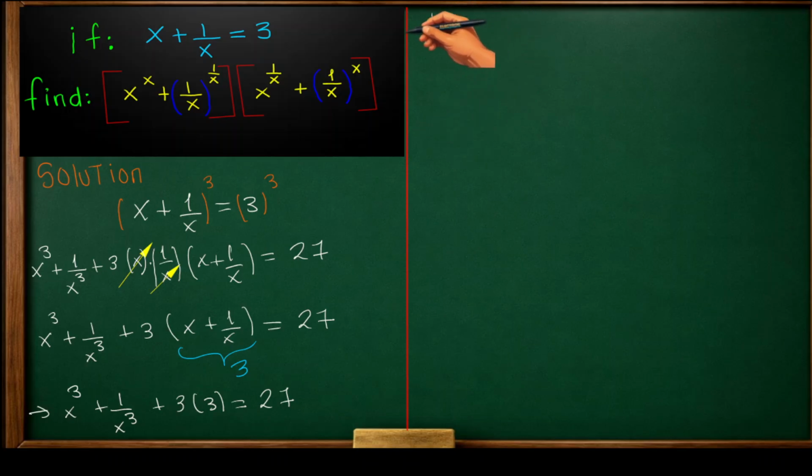Then x cubed plus 1 over x cubed equals 27 minus 9, which is 18.